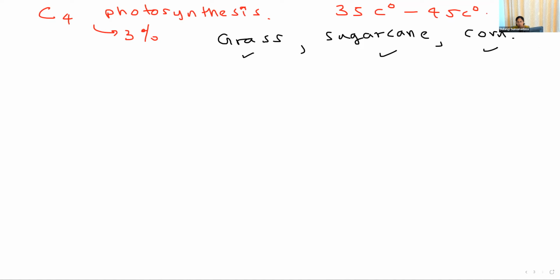Right, okay, so C4 plants live in hot environments, right? So they're going to be in high temperatures and dry conditions. So they must have adaptations to avoid photorespiration, right? I will go through the C4 adaptations at the end to avoid photorespiration.